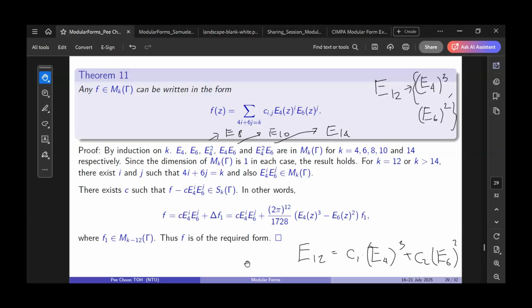If we already have it until weight 14, then for weight 16, 18, 12, and so on, it's just a matter of induction. It shouldn't be that hard.